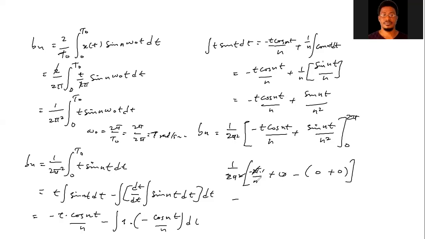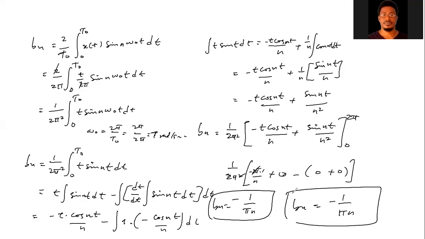So we have pi n to be minus 1 over pi n. So Bn is equal to minus 1 over pi n. Okay. So with this, we know that An is equal to 0. And then we know that A naught is equal to 1/2. So we can now substitute this into the Fourier series equation.